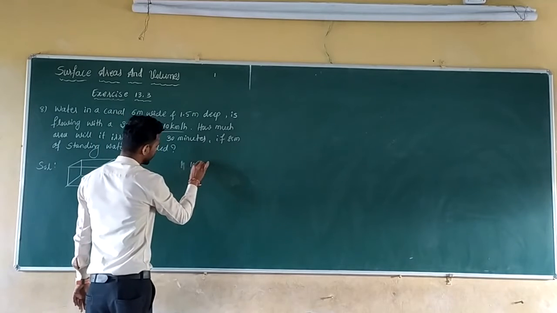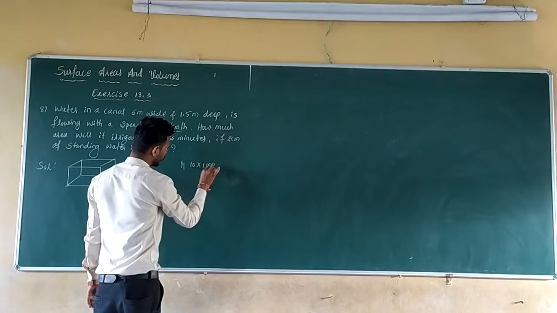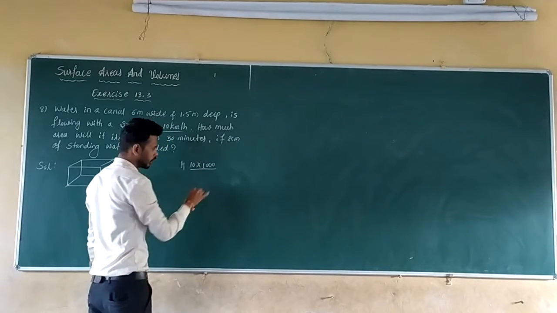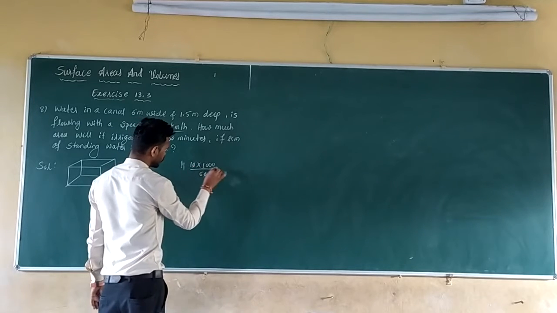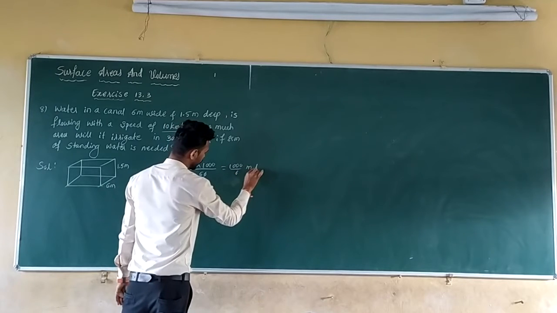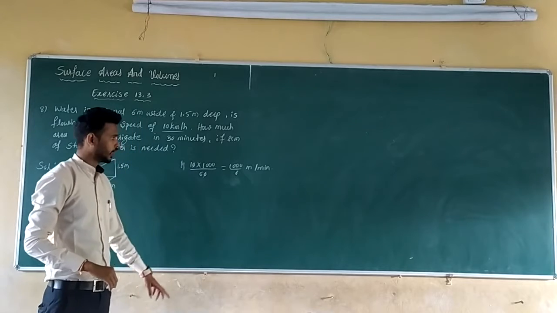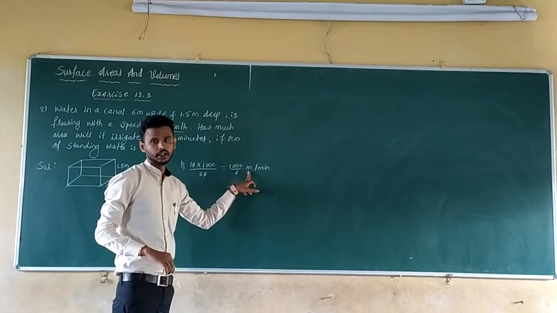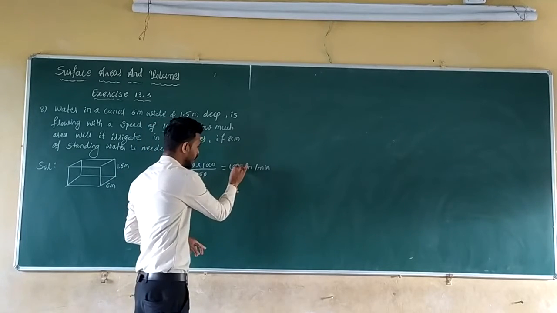Means 10 kilometer. How will we convert kilometer into meter? Into 1000. Per means divide. So hour means convert that into minute. Means 1 hour equals 60 minutes. So you will get, 10 gets cancelled. So 1000 by 6 meter per minute. Means flow of water per minute, how much? 1000 by 6 meter. Means in 1 minute it will travel 1000 by 6.